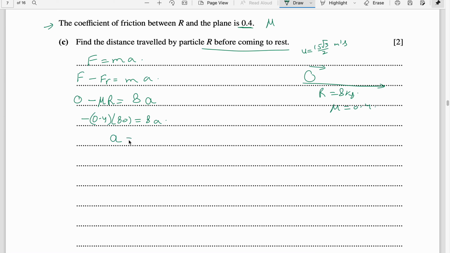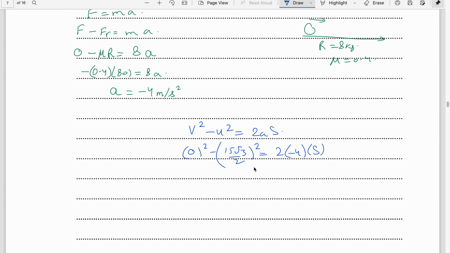When you solve for acceleration, you get negative 4 meters per second squared. Now we have the acceleration and we have to find the distance when it comes to rest. So we use the equation v squared minus u squared equals 2as. Final velocity 0. Initial velocity is 15 root 3 by 2, whole squared. 2 times acceleration, which is minus 4, and we'll be able to solve for the distance.